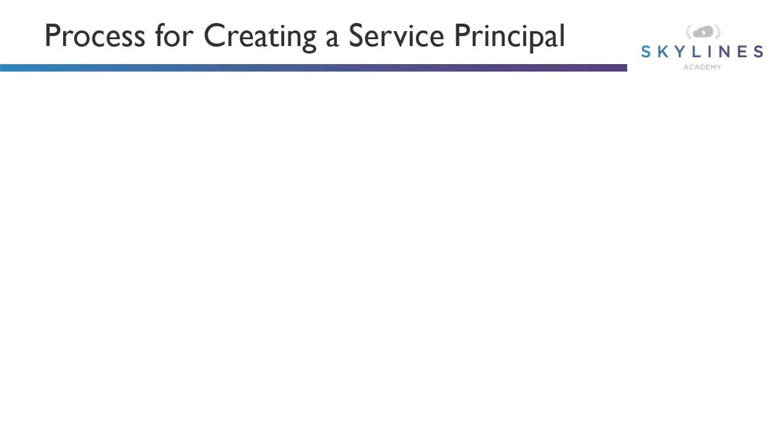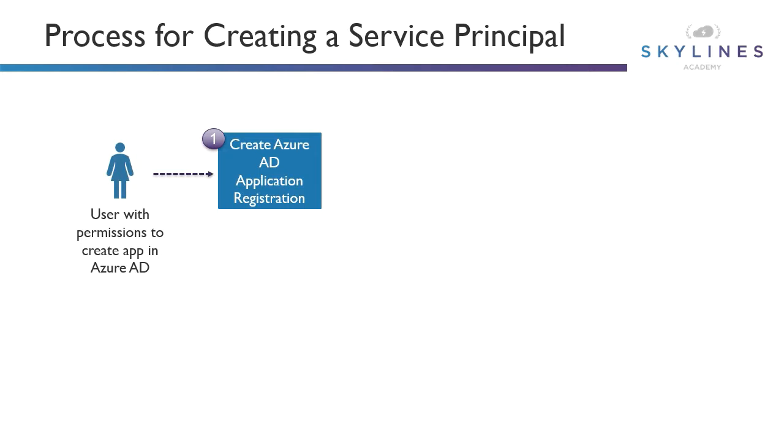Let's take a look at the process for creating an application registration. To start with, we're going to have a user who has the necessary permissions to create an app registration. As we learned earlier, this is based on RBAC. So there are a few roles that can be assigned to give us the ability, ranging from global admin to application developer.